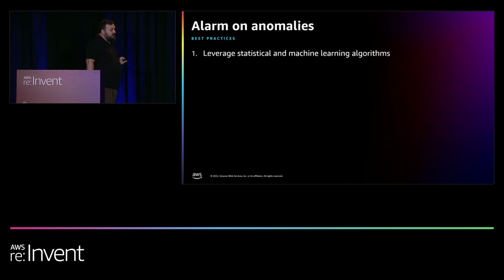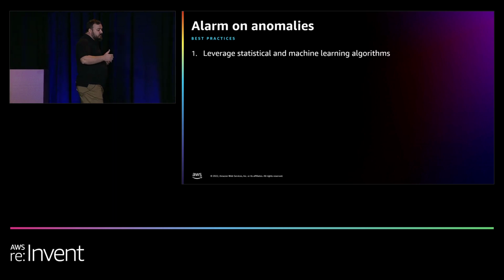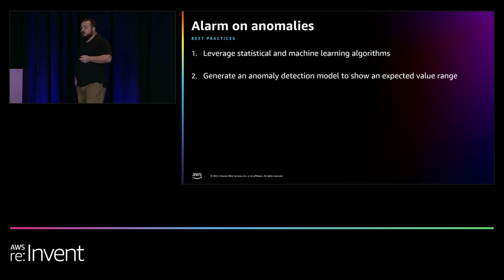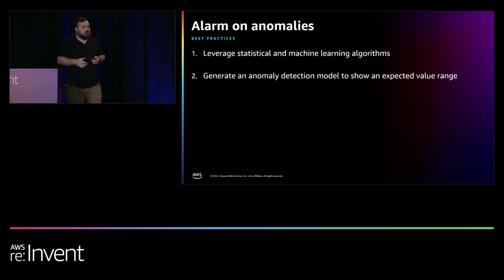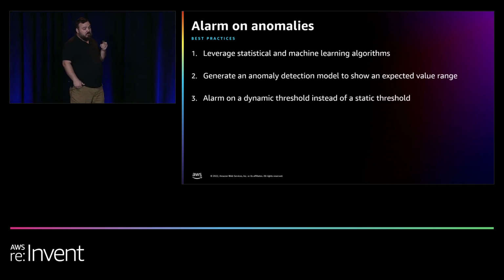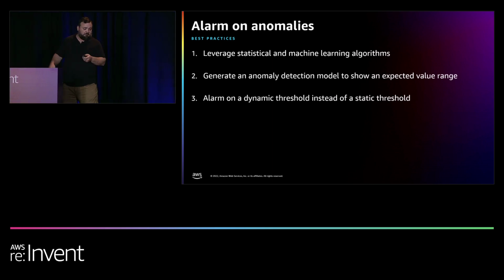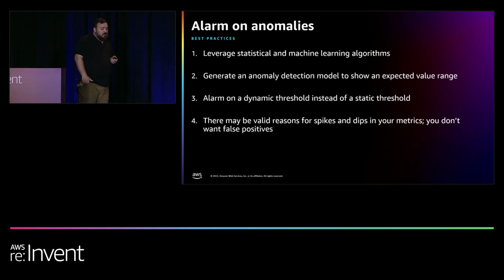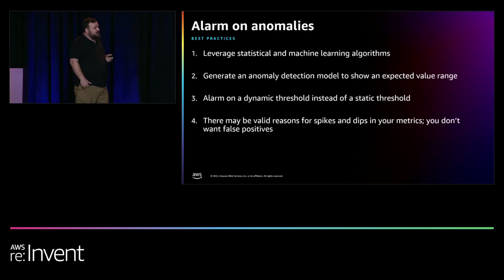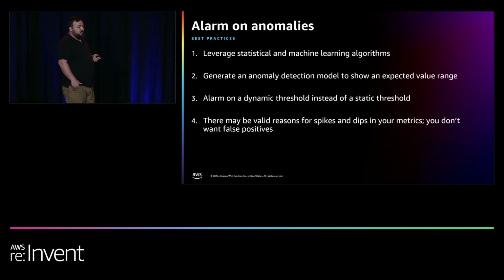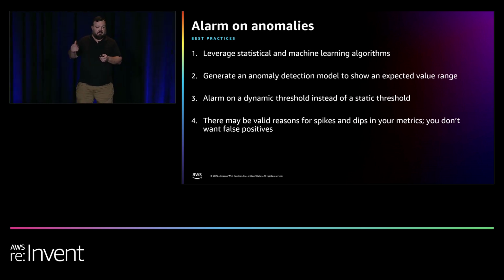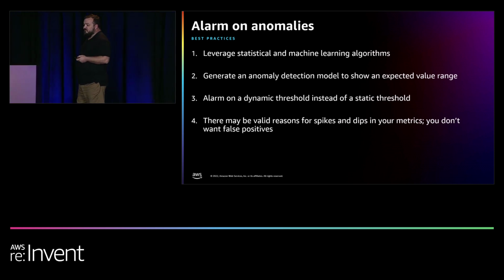Other best practices around alarms is leverage statistical and machine learning algorithms as much as possible. You want to generate an anomaly detection model to show you an expected range. Alarm on a dynamic threshold, not a static threshold, and I'll show you why in a few slides or in my demo. And there may be valid reasons for spikes and dips in your metrics, right? You don't want false positives, so machine learning can really help with this. They can make your alarms more intelligent.